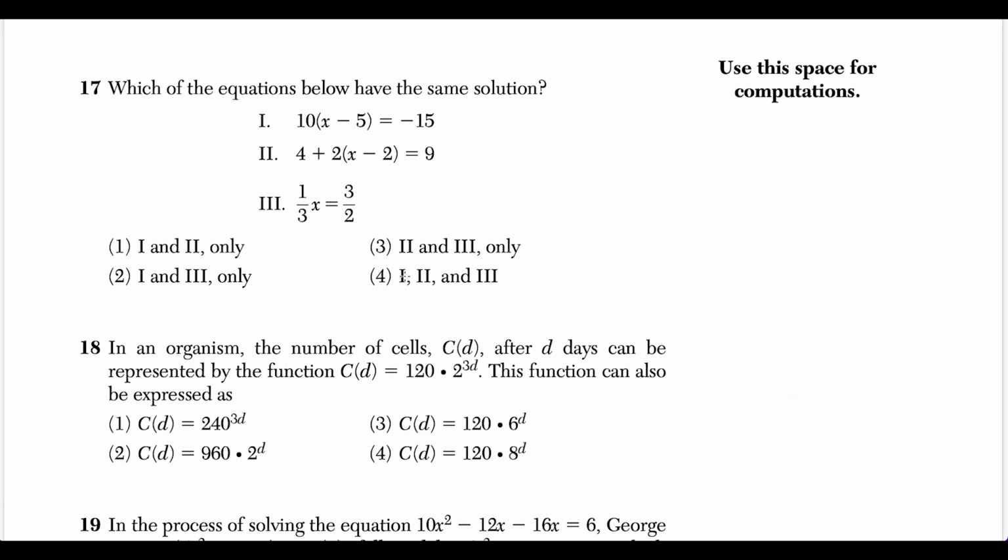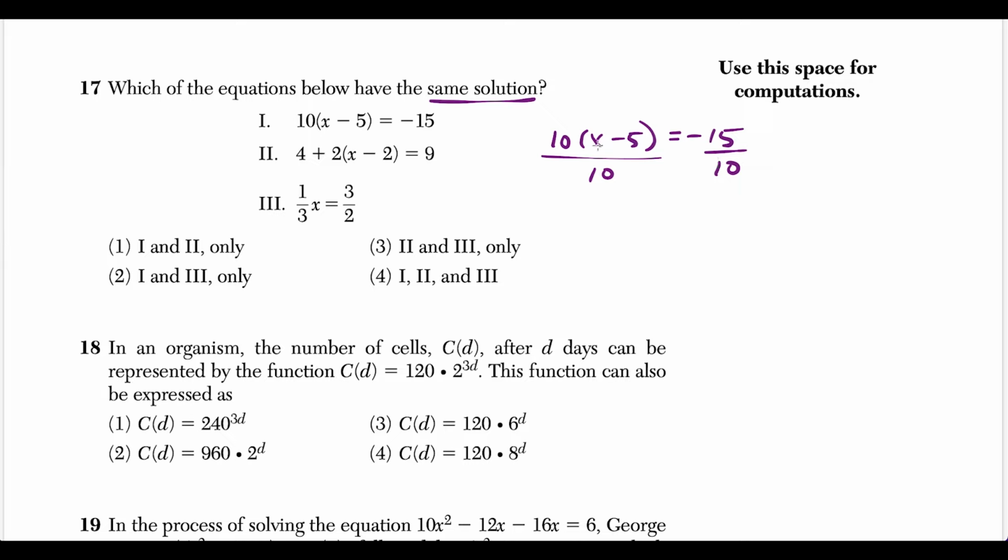So question 17, we want to know which equations have the same solution. So what we could do here is we could just solve all three equations. So if we start with this one here, 10 times x minus 5 equals negative 15. There's a few ways we could do this, but one way we could do this a little bit differently.